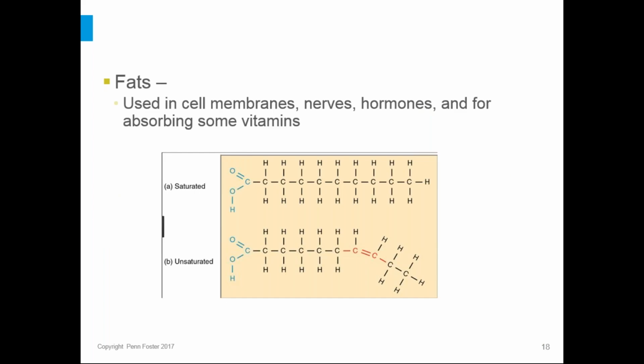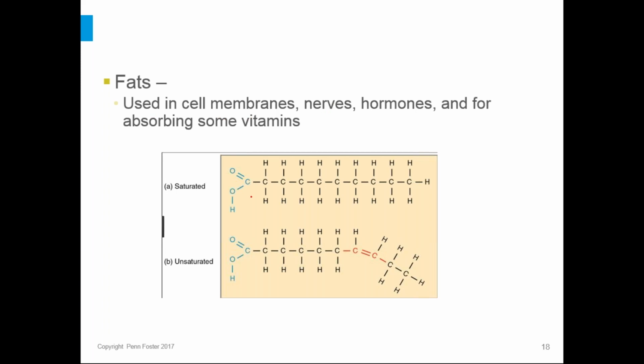Next one is fats. Fats are used in cell membranes, in your nerve cells, hormones, and for absorbing some vitamins. They can't dissolve in water and they dissolve in fat. But you don't need a lot of fat for this, and so again, modern diets usually involve consuming more fat than the body needs. So it's a good idea to limit the intakes of both fats and sugars.